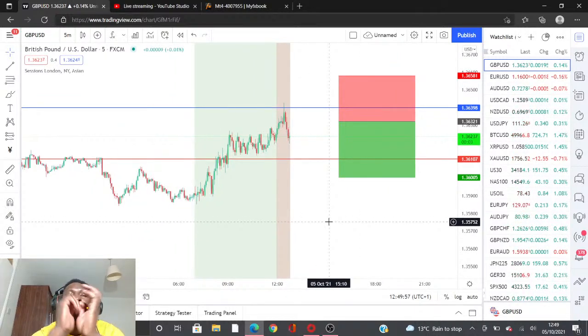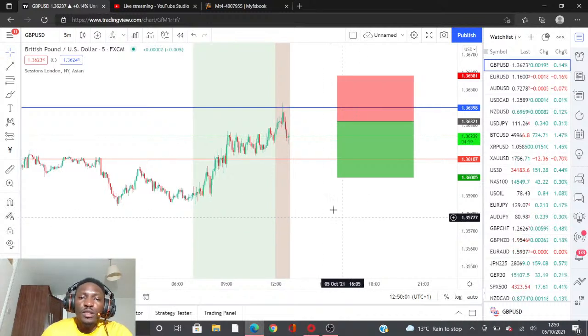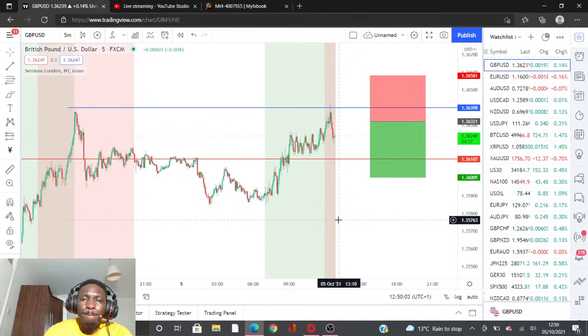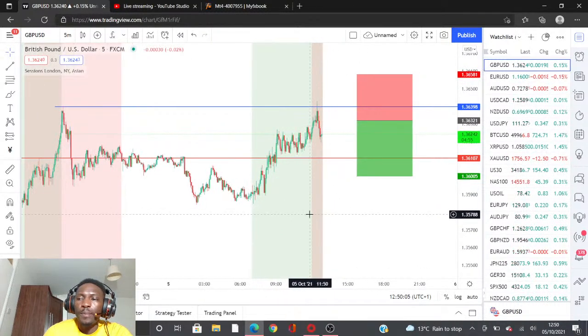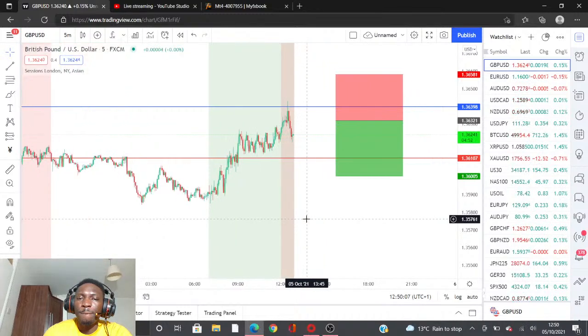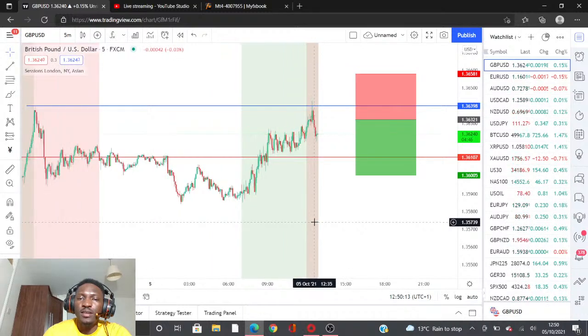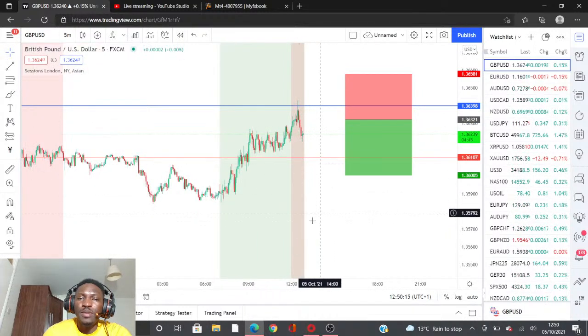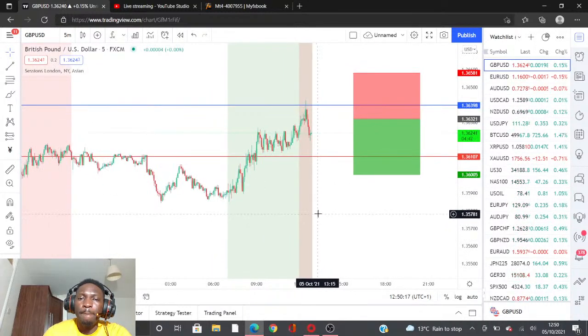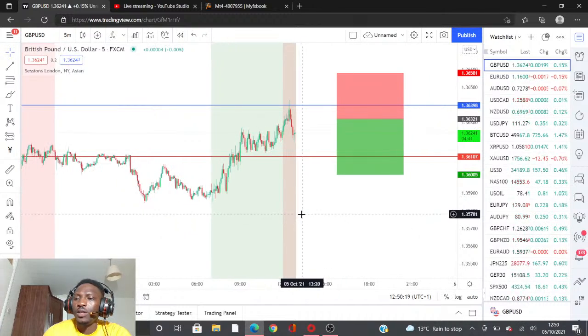So it looks like the market has already reversed, even though I didn't want it to. So I'm likely not going to be adding onto my position here. We'll just see how far this market is going to go in the opposite direction.